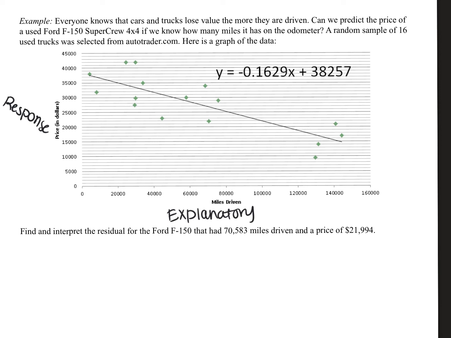So we're going to find and interpret the residual for the Ford F-150 that had 70,583 miles driven and its price of $21,994. So we're going to use our x, 70,583, get out our y hat, and determine what the residual is for the actual price it sold. So we're going to have negative 0.1629 times the 70,583 plus 38,257.